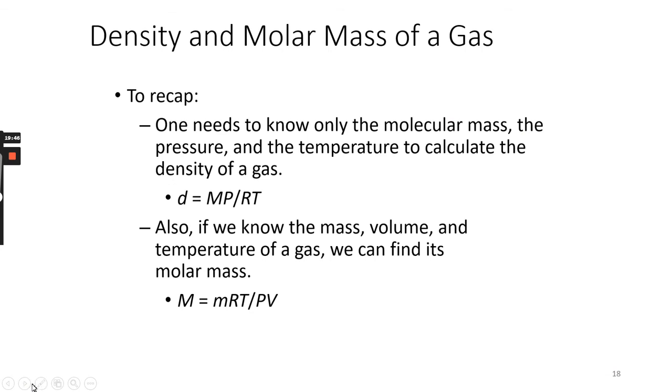So here, they're just using one capital M for molar mass. You get your density as the molar mass times the pressure divided by RT, or your molar mass is the mass times RT over PV. So here they plug back in volume, so it's slightly different than what we solved for on the previous page.